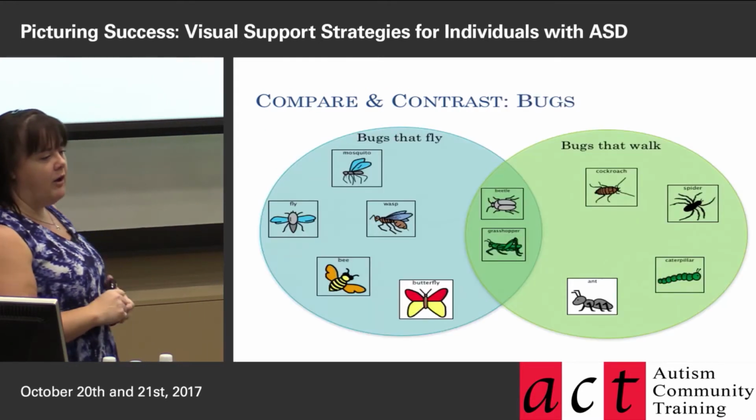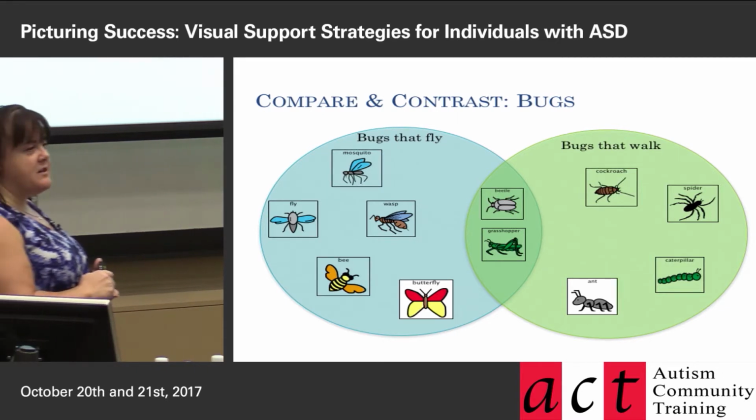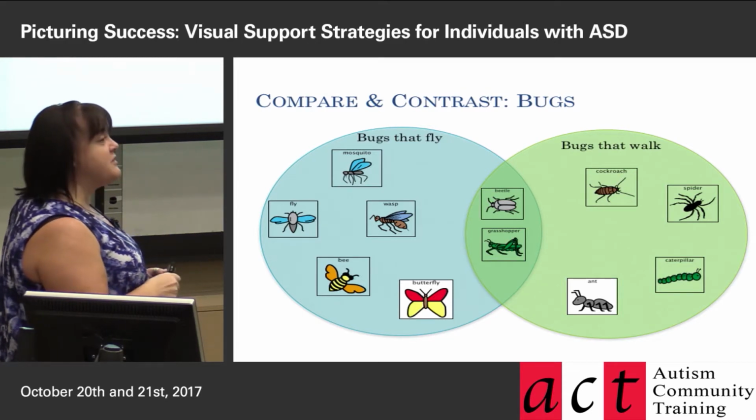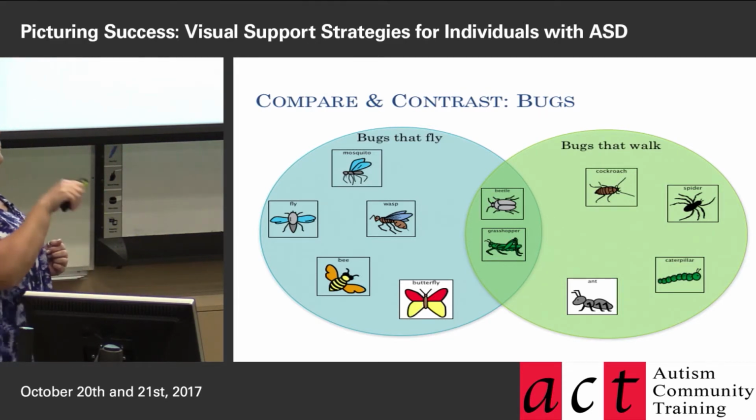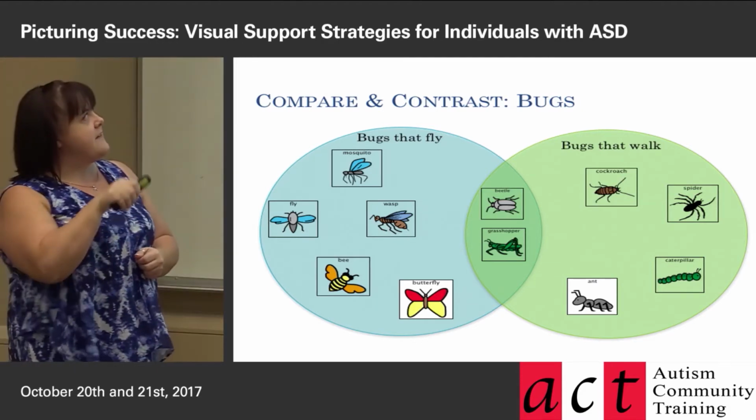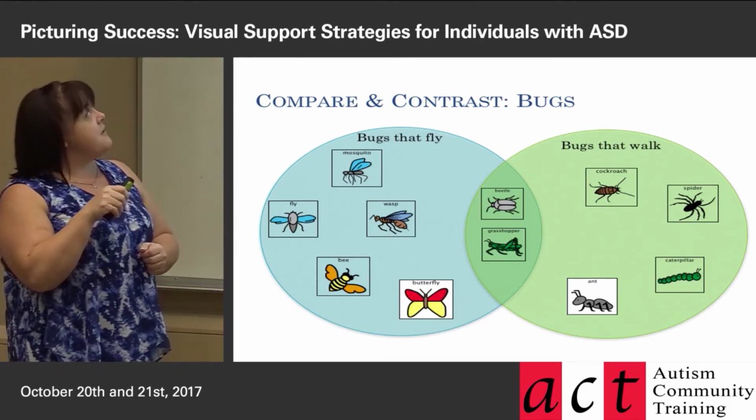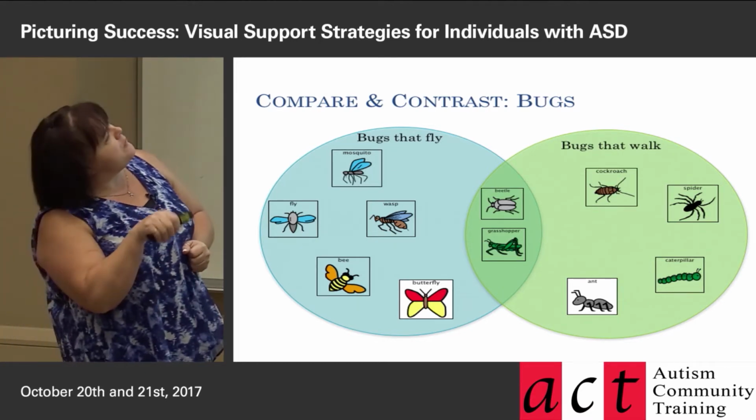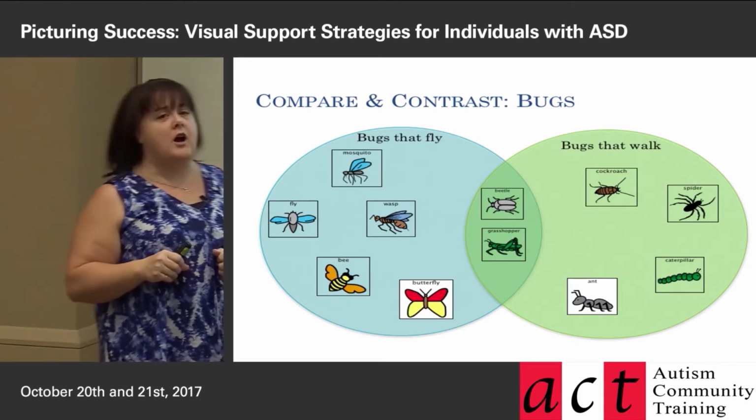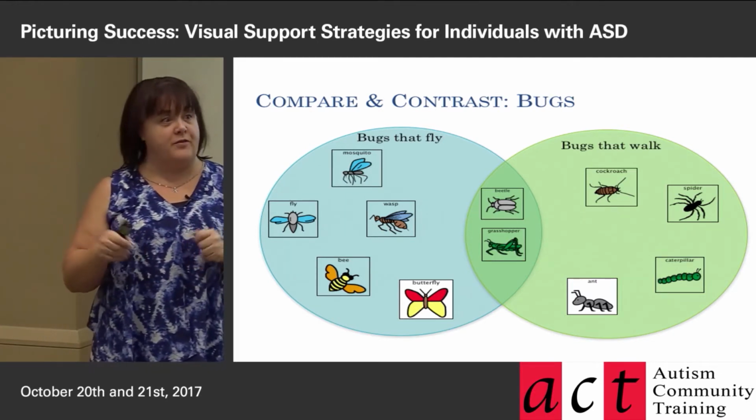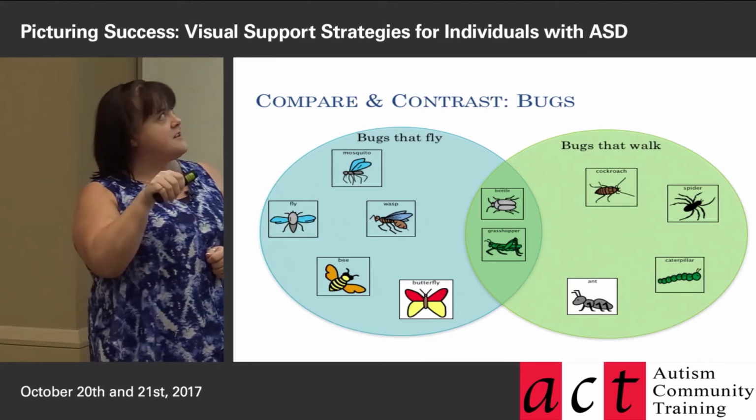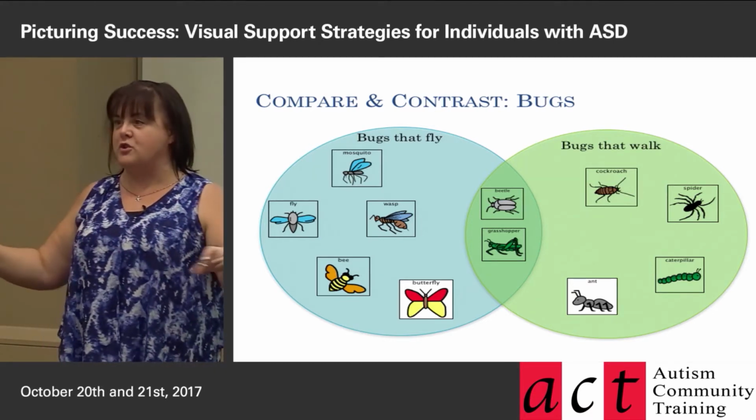So here's an example. This was for a lesson on bugs, and this was color-coded to provide some prompts for the student. So the student had the two circles, blue and then green, and then kind of blue-green in the middle. And 4 of the bugs that fly and 4 of the bugs that walk were color-coded to help the student know where things went. But we were working on having the student be able to discriminate between something that flies and something that walks. Not discriminate the both, but just discriminate one versus the other.